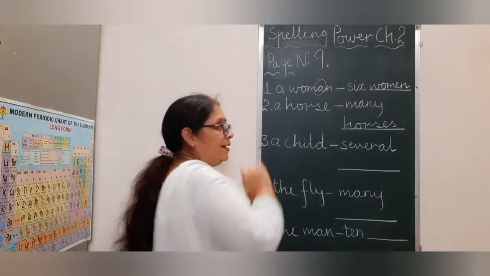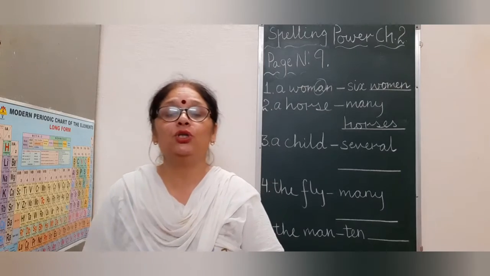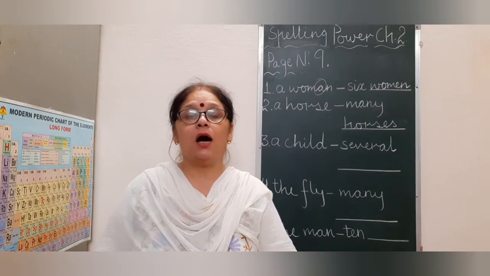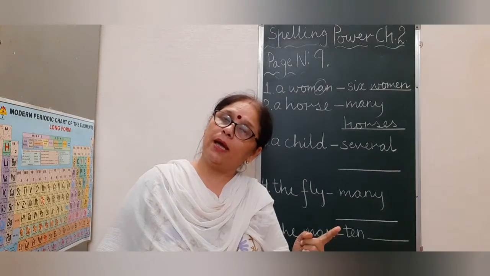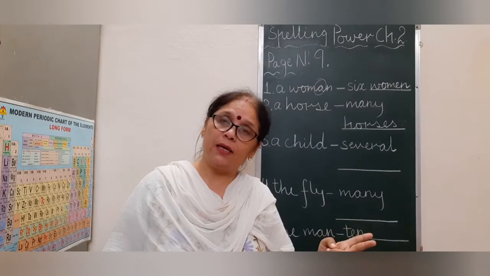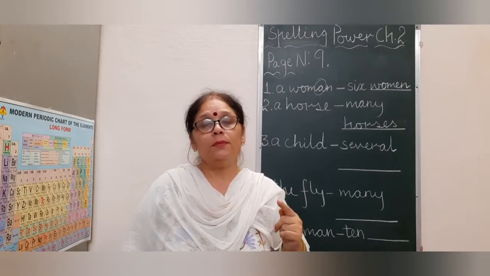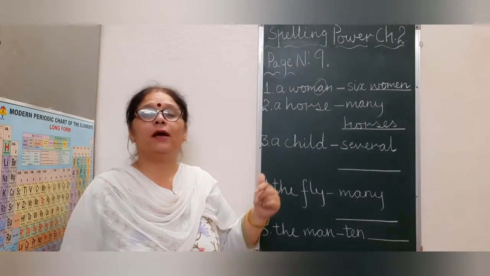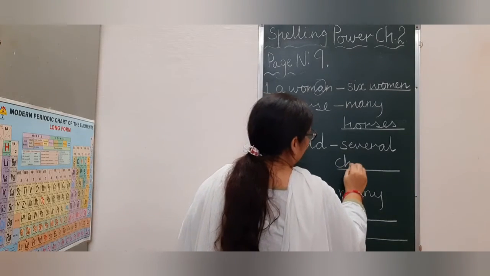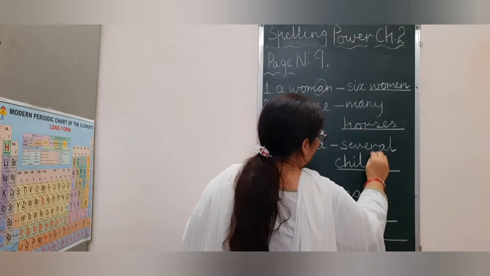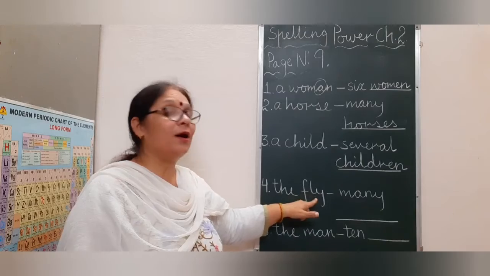Number 3. A child. अभी थोड़ी देर पहले मैंने आपको बताया था there are only 2 words which are formed into plural form by adding en and ren. Out of those 2, one is child. To form the plural of this noun, we have to add ren. Children. Next is the fly.